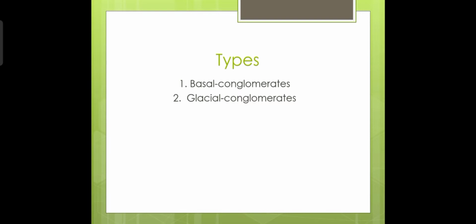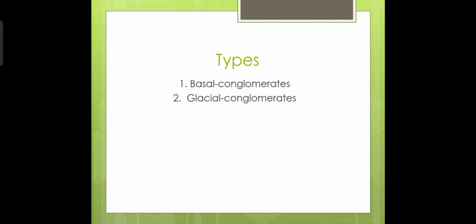Two types of conglomerates. Number 1, basal conglomerates, a conglomerate resting on the surface of erosion and consequently making an unconformity, forming the bottom member of a sedimentary series.